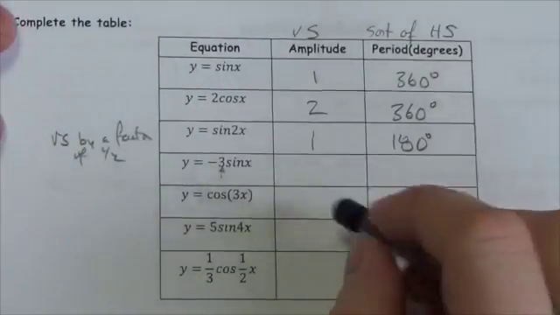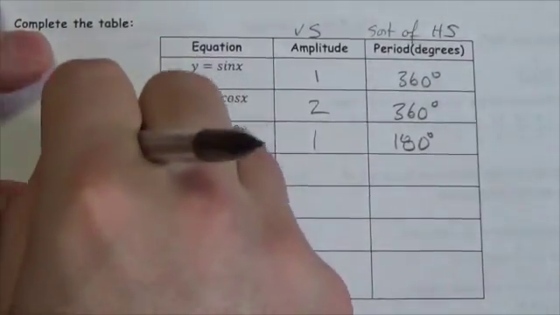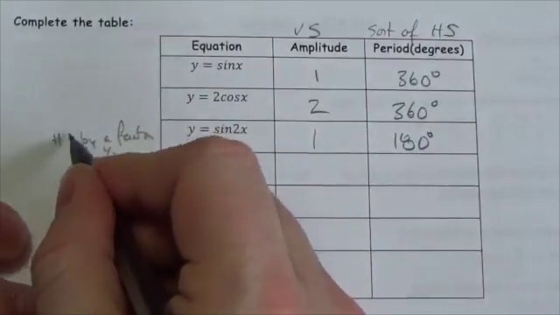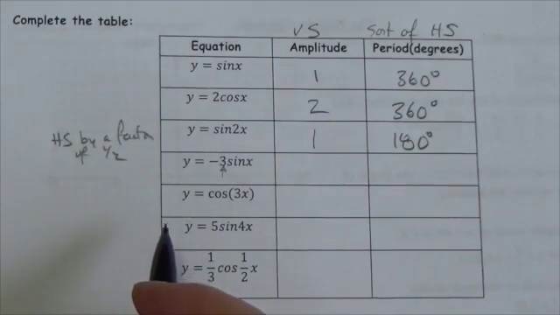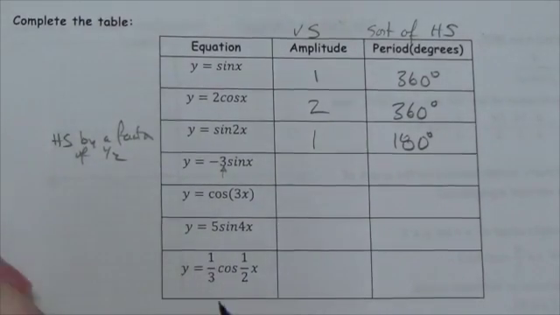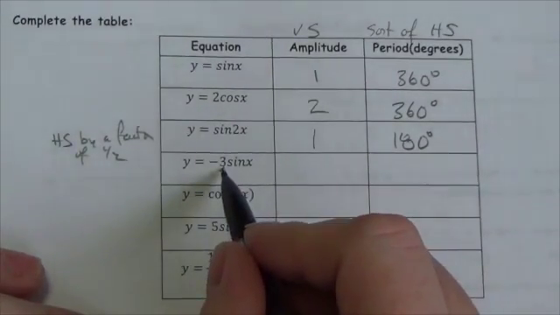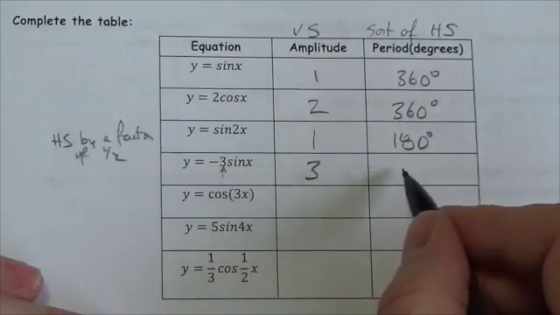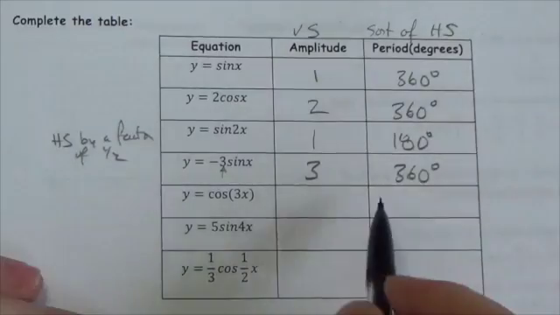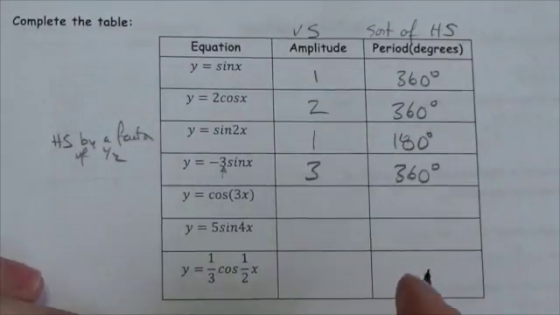Oh, I can't believe I did that. That's not a vertical stretch by a factor of 3. My mistake, I just noticed that. Sorry about that. That was a horizontal stretch. Sorry, embarrassed. This is a vertical stretch by a factor of 3, which means my amplitude will go to 3. Because nothing's happened horizontally, the period is 360.